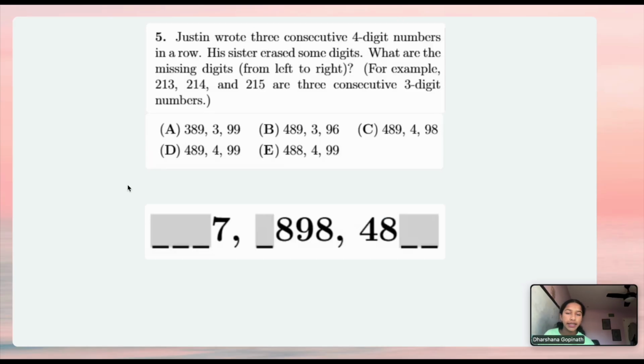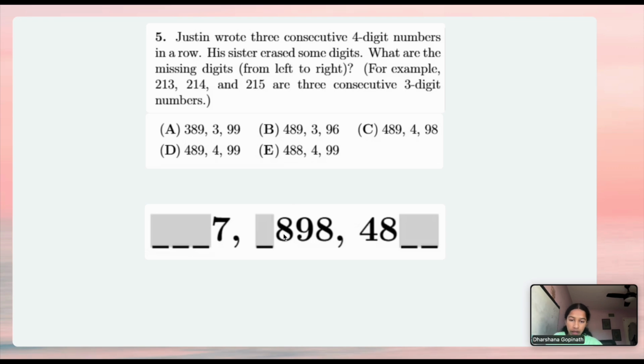He wrote 3 consecutive 4-digit numbers in a row. His sister erased some digits. What are the missing digits from left to right? For example, 213, 214, and 215 are 3 consecutive 3-digit numbers. So from the numbers that are still here, we have enough clues to figure out what the 3 consecutive numbers are. And based on what we write here, that will be one of our answer choices.